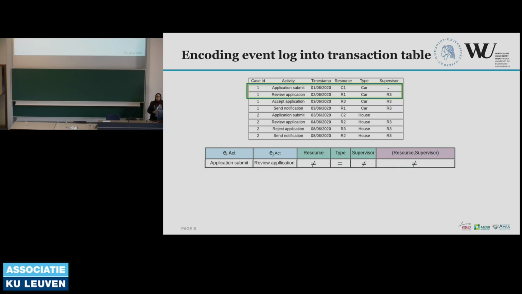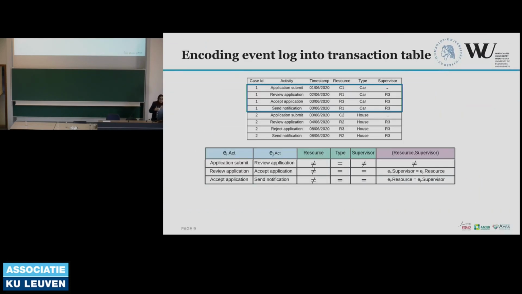Then we have a different view over the control flow item to represent the transaction. We have the direct follower relation between the events represented as a case, and then we use this, for example, for application submit and review application. That's our control aspect. And then we have to check how the resources changed, how the type changed, how the supervisor changed, and then how the complex view between resource and supervisor is changing. So as you can see here, the only thing that didn't change and has equality is the type. Everything else is different.